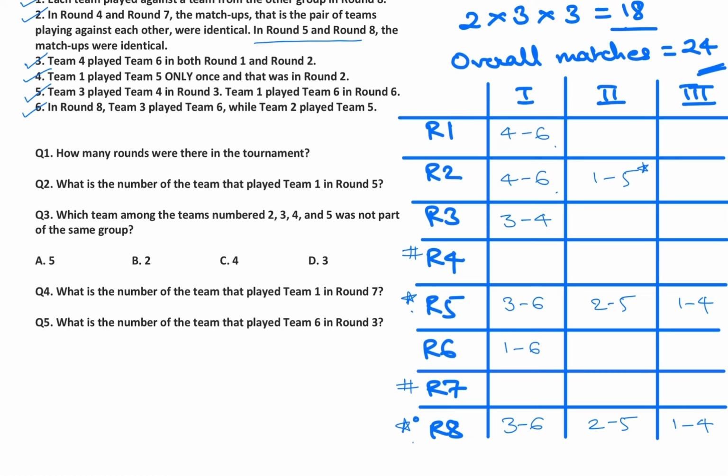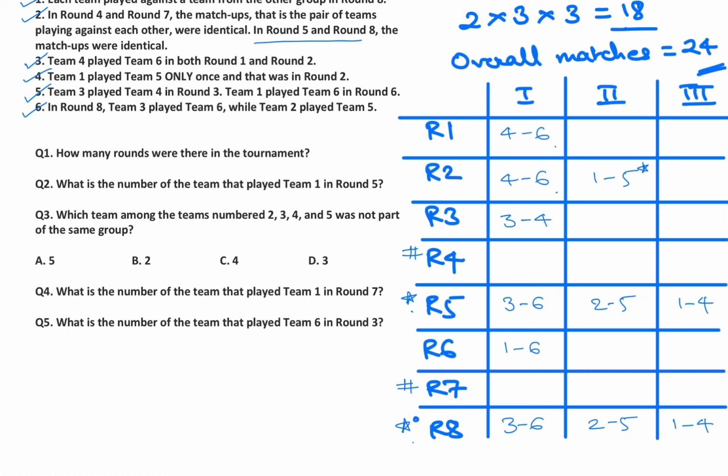Say in the same group, in group 1, what are the matches that can be played? One match can be 4-2, another match can be 4-3, and the third match can be 2-3. In group number 2, what matches can be played? It can be 6-1, it can be 6-5, and it can be 1-5.